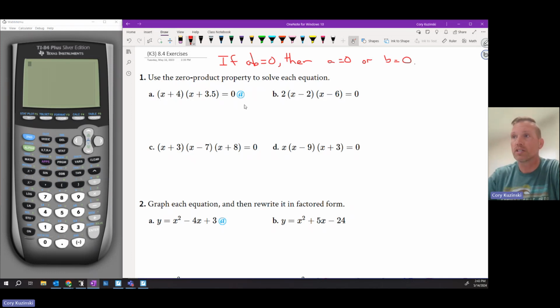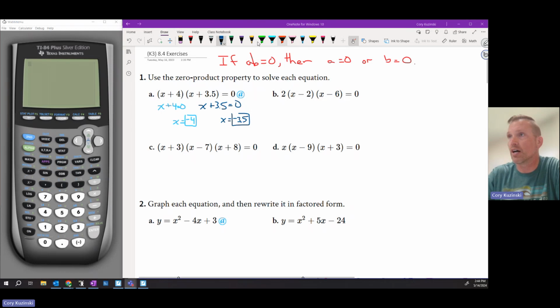Well, if x plus 4 times x plus 3.5 equals 0, then x plus 4 must equal 0, or perhaps x plus 3.5 would equal 0. So the solutions here are pretty obvious: x is -4, or x is -3.5. That makes this entire equation 0, because -4 plus 4 is 0, and 0 times anything is 0. -3.5 plus 3.5 is 0, and 0 times anything is 0.